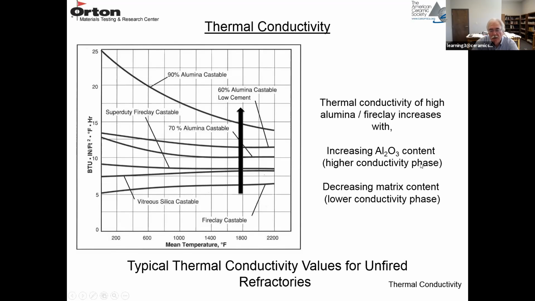a higher conductivity phase, and decreasing matrix content because it's a lower conductivity phase. These are all castables, basically alumina silica based castables, going from a vitreous silica, fire clay castables, super duty fire clay, and then the higher aluminas up to 90%. So even in a castable, as you increase the alumina content, you increase the thermal conductivity.